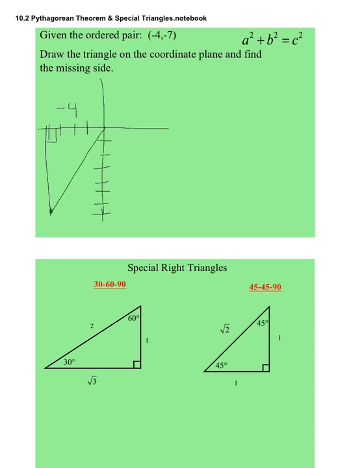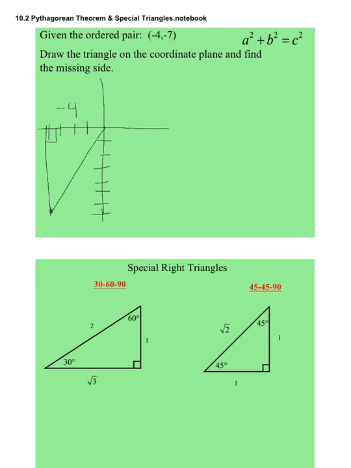In this case, my legs are going to be -4 and -7, and again, I'm going to try to find the hypotenuse. To do that, I'm going to take one of those points, -4, and square it, add it to -7 squared, and that's going to be equal to c squared. When I do that, I get 16 plus 49 is equal to c squared. That means c squared is equal to 61.